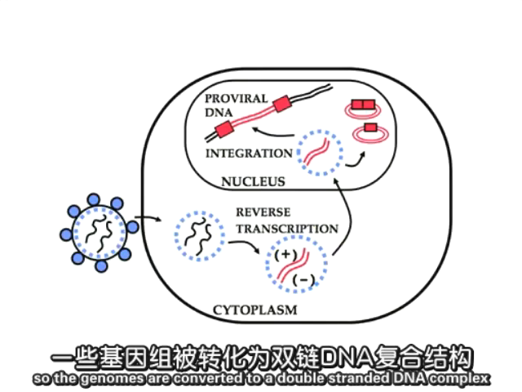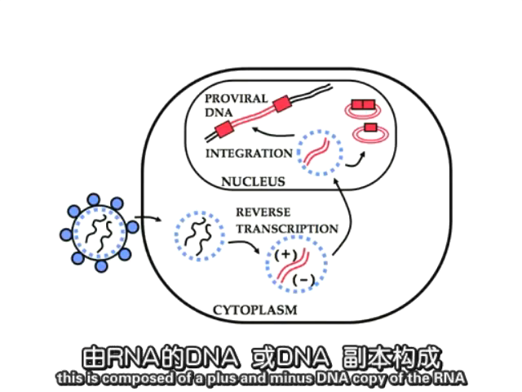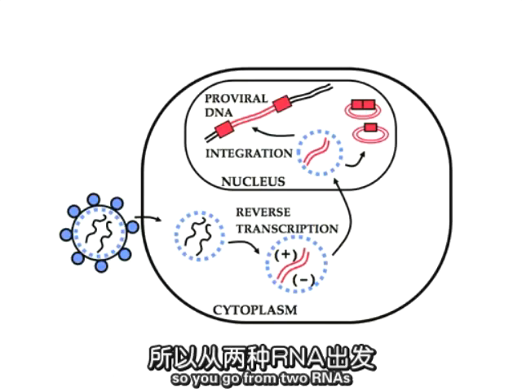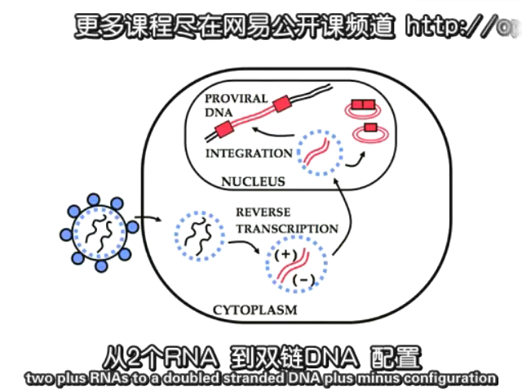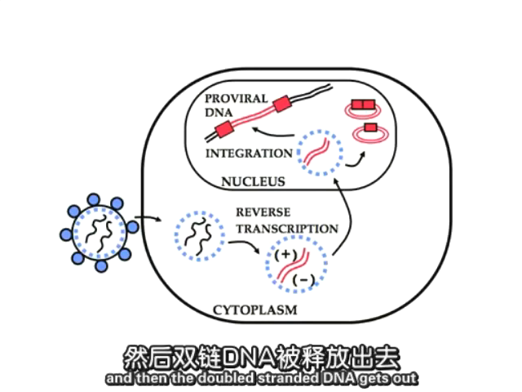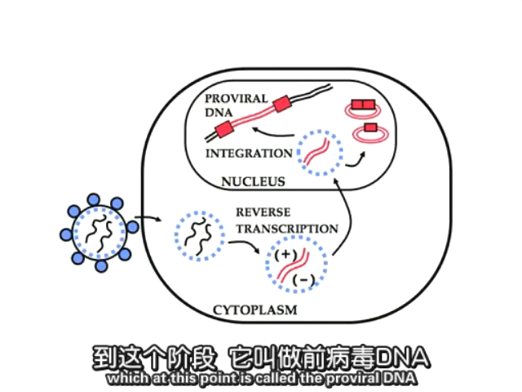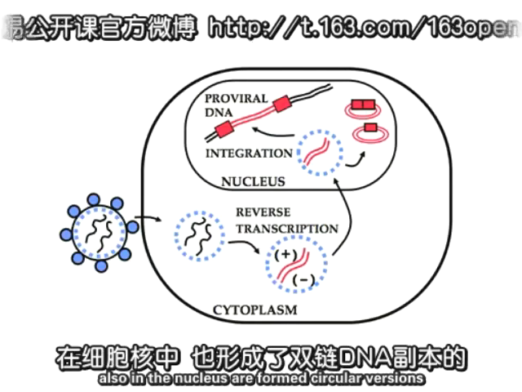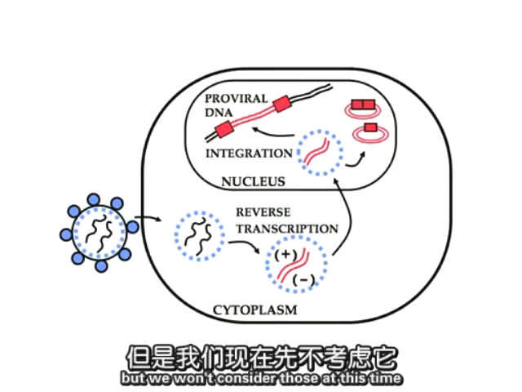So the genomes are converted to a double-stranded DNA complex. This is called the pre-integration complex, or PIC. This is composed of a plus and minus DNA copy of the RNA. So you go from two RNAs, two plus RNAs, to a double-stranded DNA plus-minus configuration. This gets into the nucleus, and then the double-stranded DNA gets out and integrates into chromosomal DNA, at which point it's called the proviral DNA. Also in the nucleus, there are formed circular versions of the double-stranded DNA copy, but we won't consider those at this time.